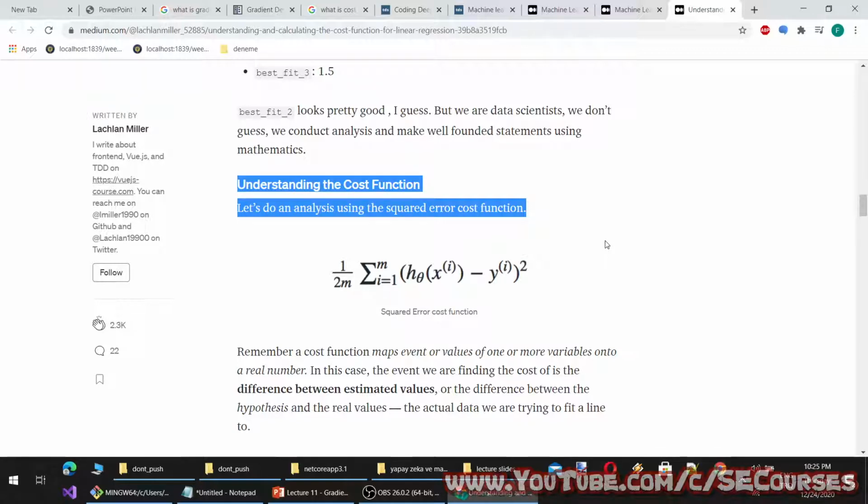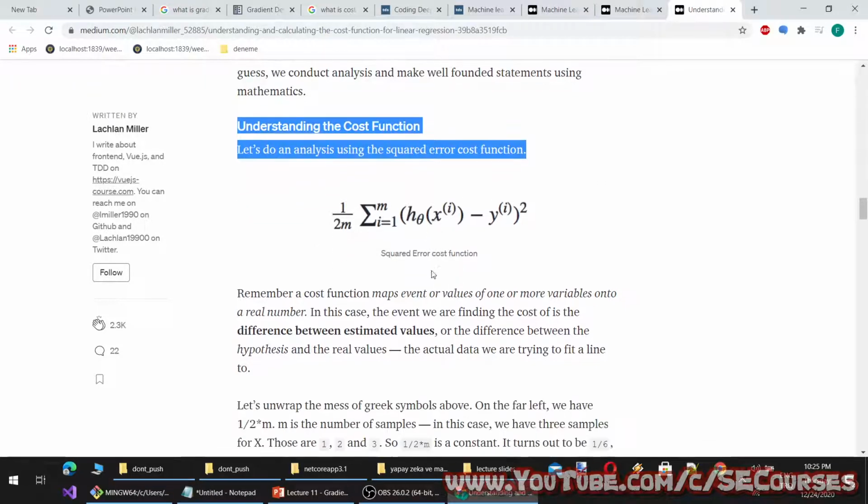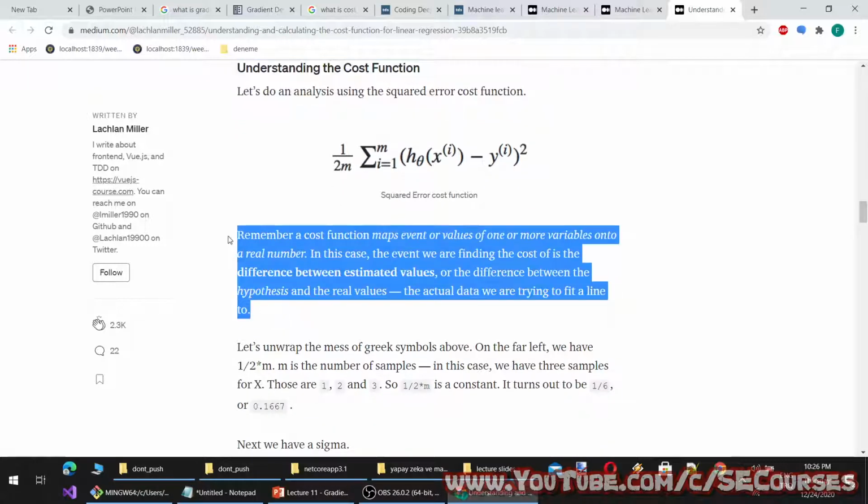Understanding the cost function, let's do an analysis using the squared error cost function. Okay, so this is the squared error cost function. We take y hat minus y, and we square them, then we sum them, and then we divide them. Remember, a cost function maps an event or values of one or more variables onto a real number. In this case, the event we are finding the cost of is the difference between estimated values, or the difference between the hypothesis and the real values, the actual data we are trying to fit a line to.